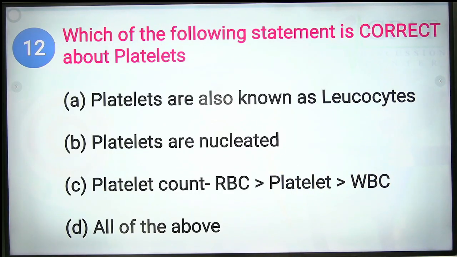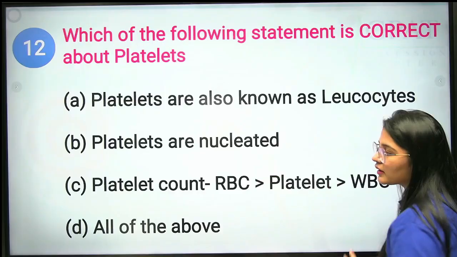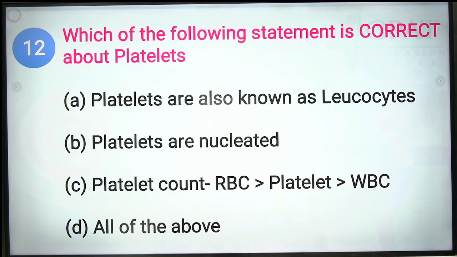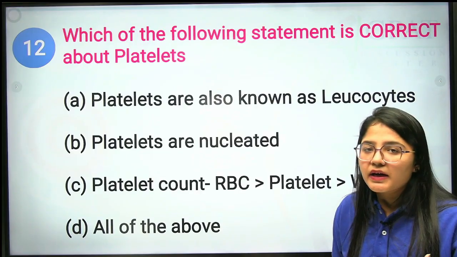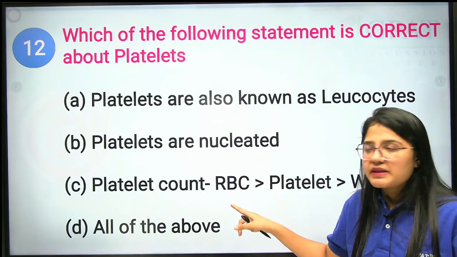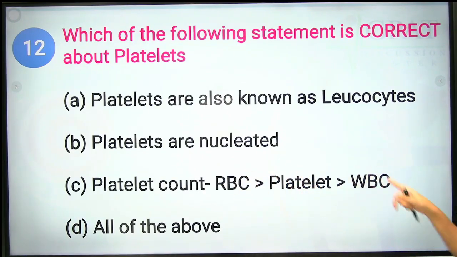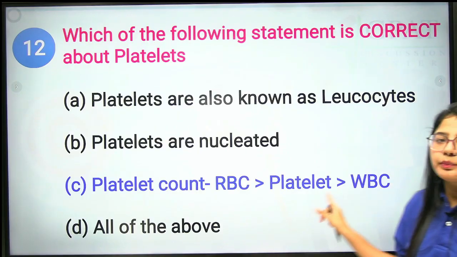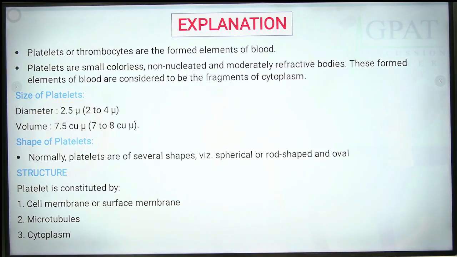Platelets count. Maximum is for RBC, then platelets, then WBC. So yes, this is the correct answer. In blood, most of the volume is of RBC, then we have platelets, and at the last we have WBCs. Okay. Next question.